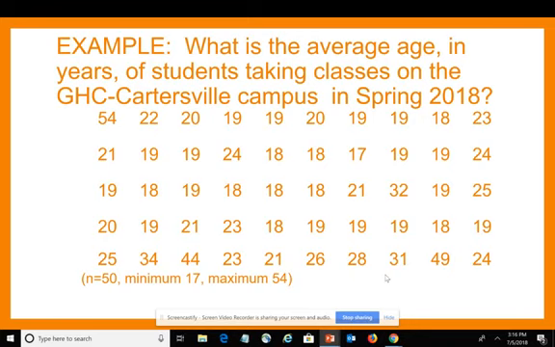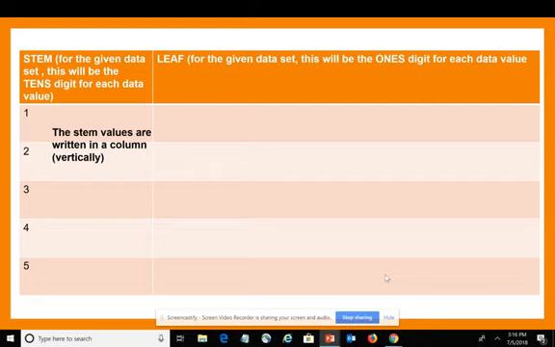It's the same data set we had before, and we're going to set up a stem and leaf plot. Again, if you'll notice, we have two-digit numbers, so the last digit will become the leaf. In this case, that's going to be the ones digit, and the tens digit will become our stems. We know we have a minimum of 17 and a maximum of 54. So our stems are going to be the tens digits, and the stems are written vertically in a column. So we would have 10s, 20s, 30s, 40s, and 50s, or simply 1, 2, 3, 4, 5.